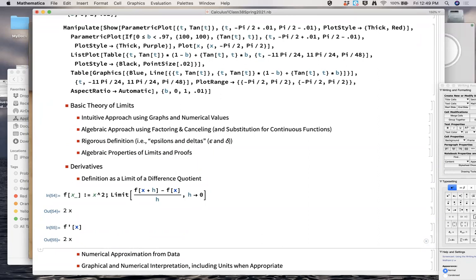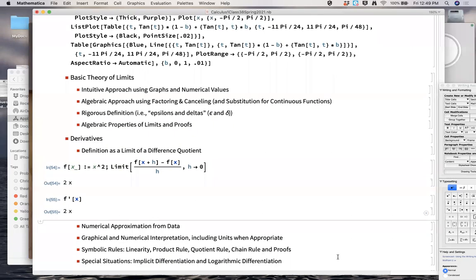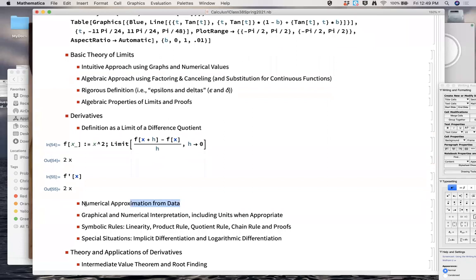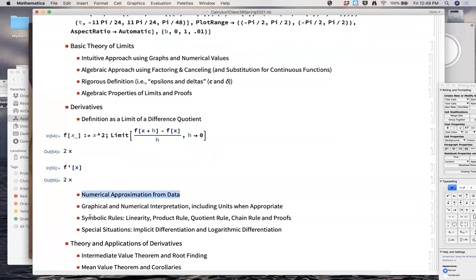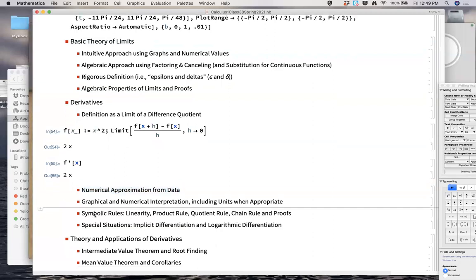Okay, so derivatives are based on limits. In fact, everything in calculus is based on limits, including those infinite decimals. They're really infinite sums, but how do you add infinitely many things? You have to rigorously define it using the idea of a limit. We approximated derivatives from data. We did that a little bit. We did graphical and numerical interpretations of derivatives, including units where appropriate.